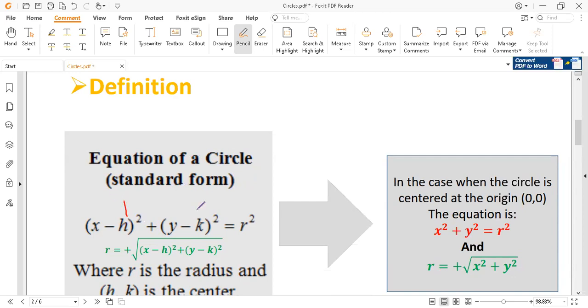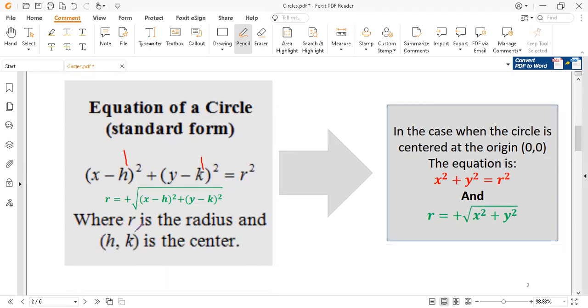What do we mean by h and k? Because we are given the difference between x and h, h is an abscissa, and k, compared with y, is an ordinate. So (h, k) is the couple that represents the center of the circle. And r is the radius. What is the radius? It is the distance between the center and the circumference of the circle.